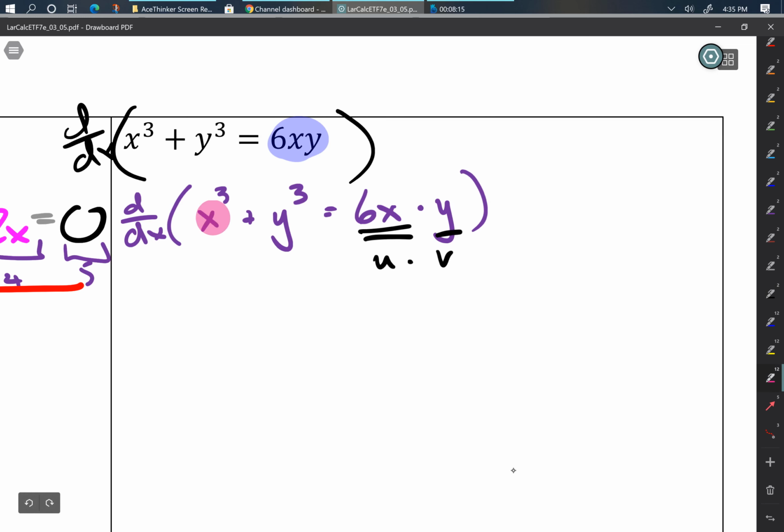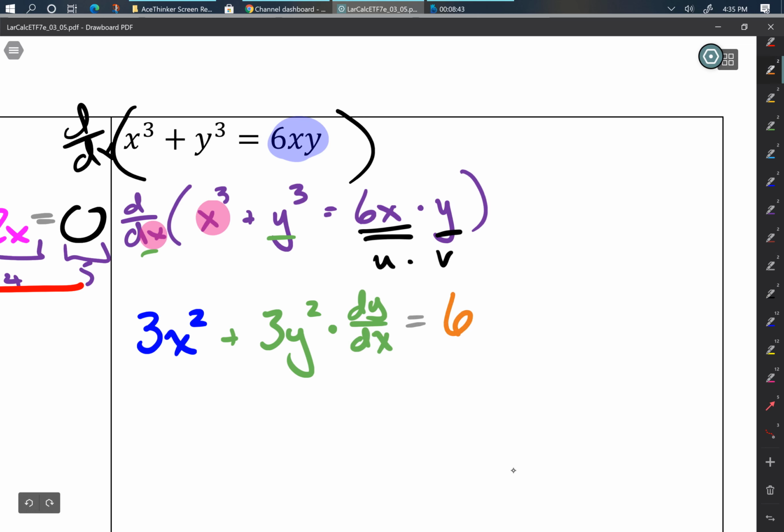For this first term, the variable matches the operator, so it's just a plain old derivative. Derivative of x cubed is going to be 3x squared. The second term, the variable does not match the operator, so I'll need to use chain rule. So I'm going to get 3y squared times the u prime from the chain rule, dy dx. Then I run into an equal sign. And on the right-hand side, I'm going to have to use the product rule. The product rule says u prime, derivative of the first term, which is 6, times the second, y, plus the first term, 6x, times the derivative of the second. Derivative of the second, well, y and x, different variables, chain rule, dy dx.